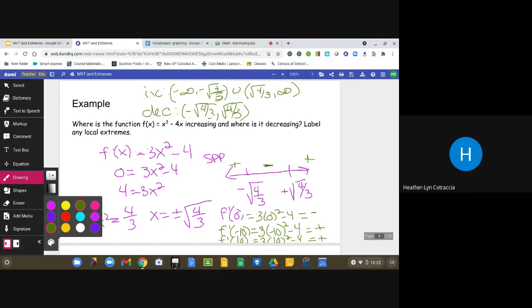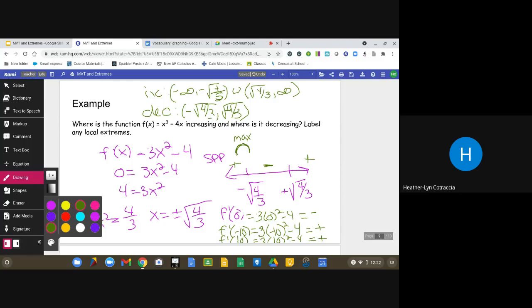Sorry for that handwriting. Okay, now the last thing I wanted to do is to label any local extremes. Now think about this right here. At negative radical 4/3, your function goes from increasing to decreasing. I increase, then when I get to there, I decrease. That means that this would be a relative maximum. We know it's relative because it's an x cubed, so we know end behavior goes down forever and up forever.